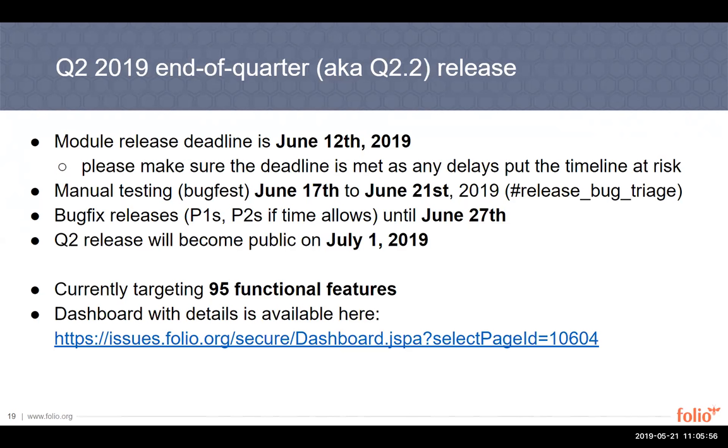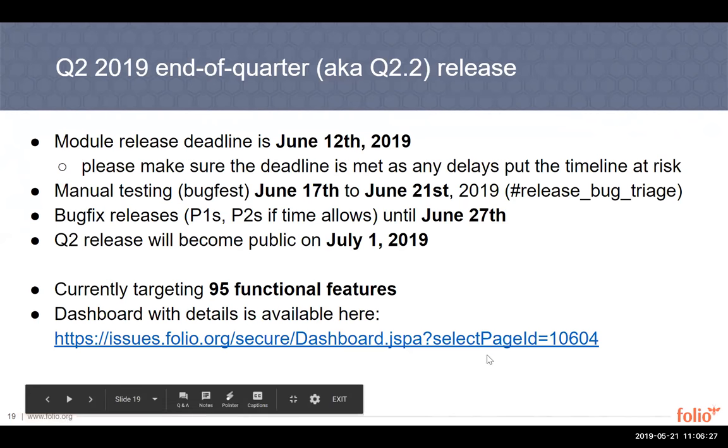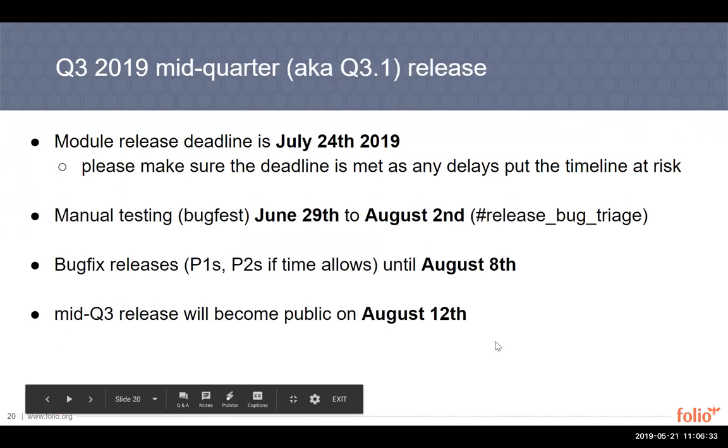And then it will be followed by a round of manual testing, the so-called bugfest, from June 17th to June 21st. The bugs will be triaged and there will be a round of bug fixes until June 27th. The official release date for Q2 is July 1st, and we'll try to make sure that it gets out on that date. Kate has provided a link where you can see all those functional features that have been scheduled for this release. Kate, could you please? Yeah, thank you.